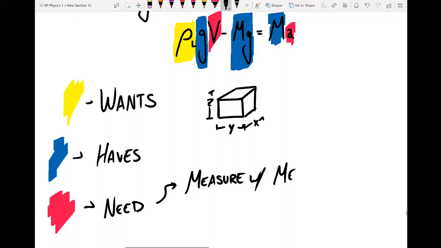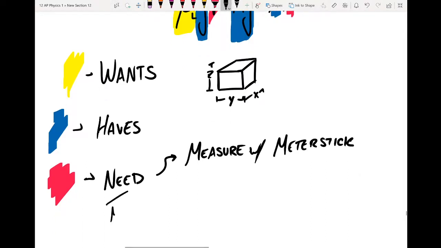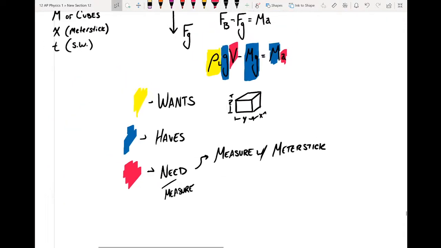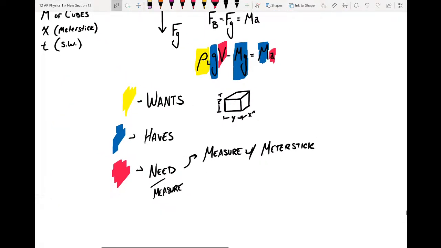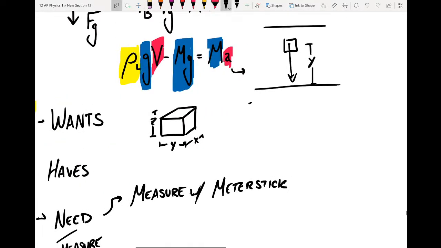So I can measure this with a meter stick, and it goes from something that I need to something that I can measure. So maybe I'll call it need/measure. Then this last one, acceleration, is a little bit tricky. I'm dropping this cube in the liquid, and it's going downwards some sort of distance, we'll call this some distance y. It's following this depth y.